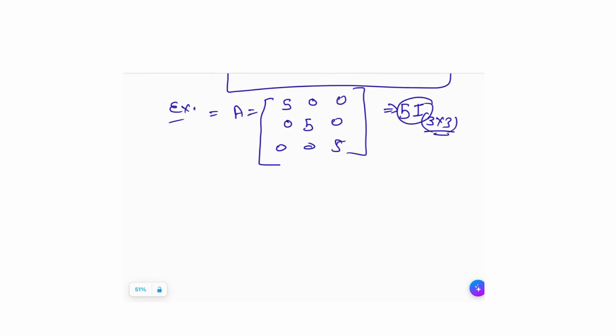Okay, now we come to our next topic of matrices. We already discussed addition of matrices. Now we will discuss scalar multiplication of a matrix.